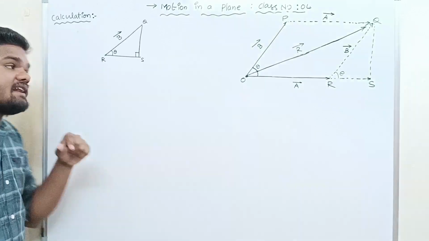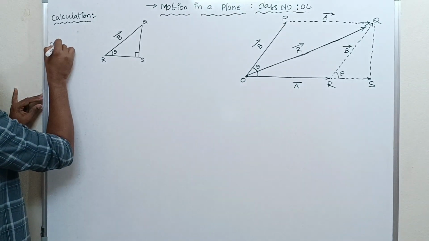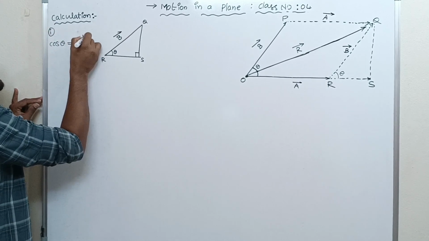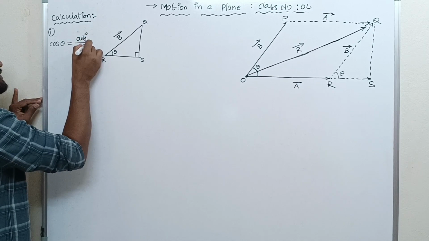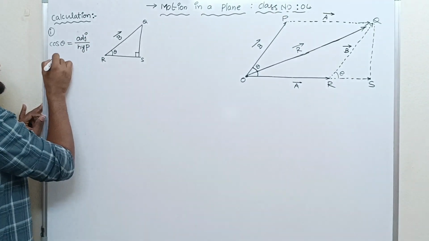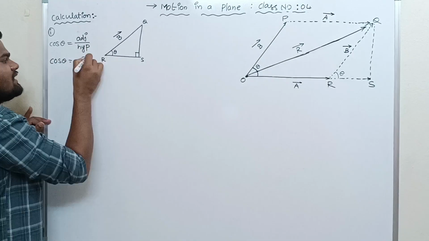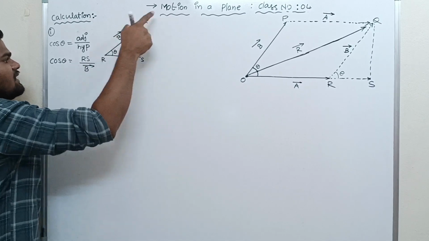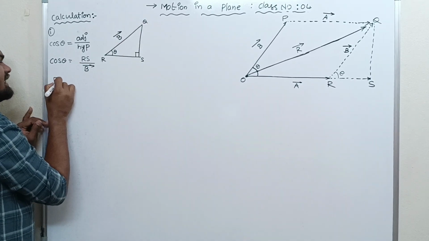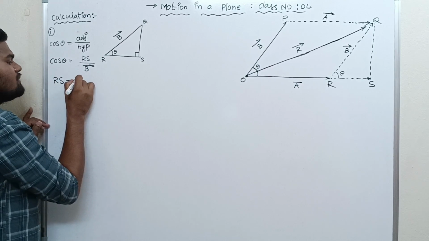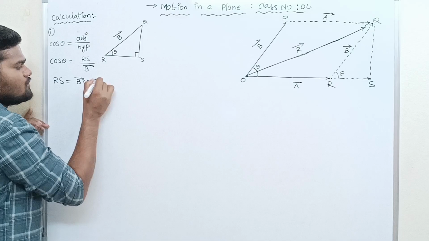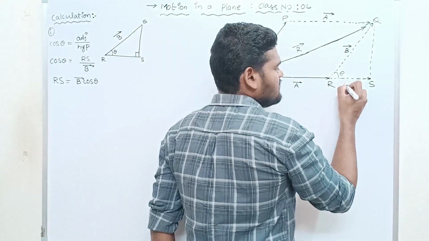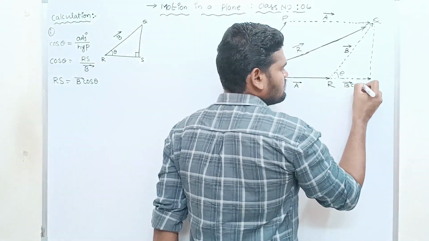As we know from the right angle triangle, I'm going to write the values of cos theta and sin theta. What is cos theta? Adjacent side by hypotenuse. The adjacent side is RS, and the hypotenuse is b bar. So from this, I'm going to find the side RS. RS is equals to b bar cos theta. Are you getting it?